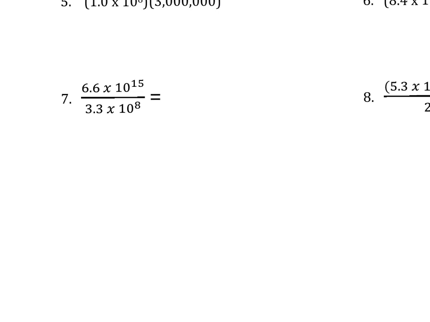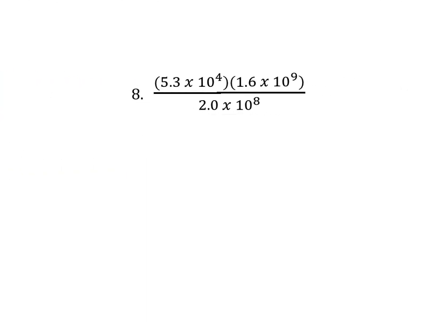Let's look at number 7. Here is a division problem. We have our exponents right here that we can deal with, and then we have our coefficients. Remember, our coefficients, we'll divide those because it's a division problem. 6.6 divided by 3.3 is 2, and then 10 to the 15th divided by 10 to the 8th is 10 to the 7th power. Keep the base, subtract the powers.